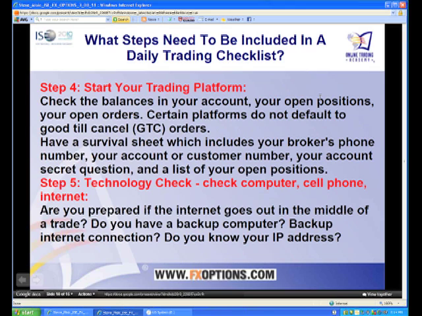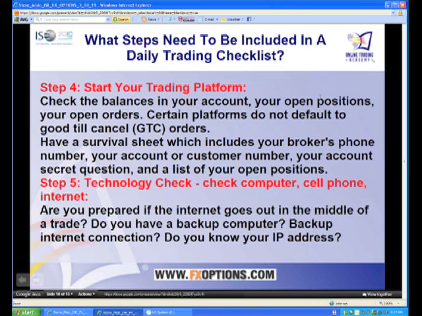One of the biggest problems that a lot of traders have, whatever they're trading, is they don't use good-to-cancel orders. The platform doesn't default to good-to-cancel orders, and they find themselves with a position and a stop loss that canceled because it was a day order. If that happens, of course, are you prepared by having what we call a survival sheet?